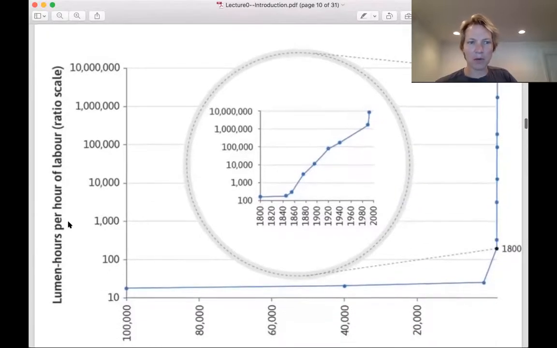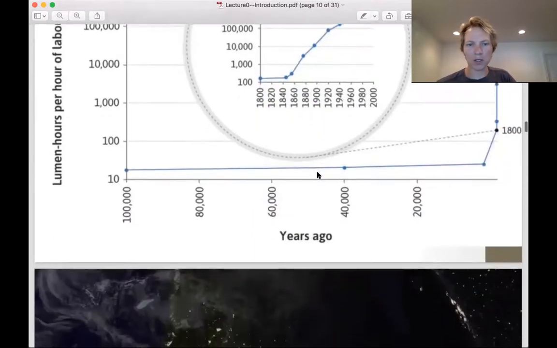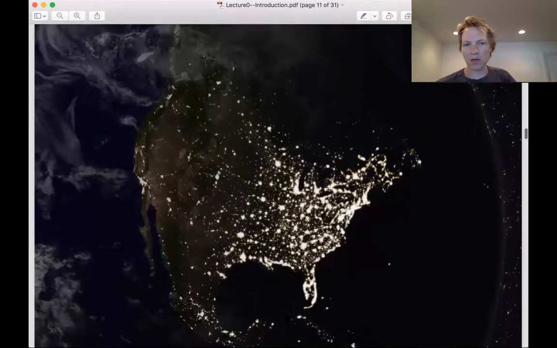This is how much light you can buy with hours of labor. And so you can really, again, see the takeoff in 1800 in terms of how much you could buy per hour of labor. It starts down here at like 12 or something. Goes over here where you can buy 10 million lumen hours for an hour of labor. Huge change.